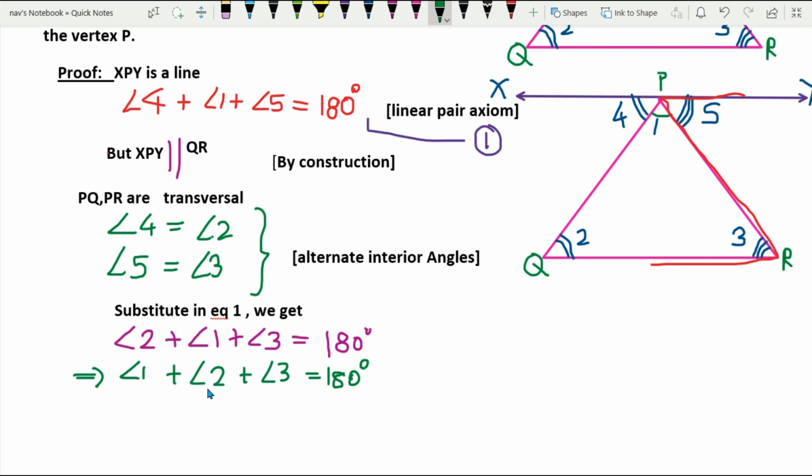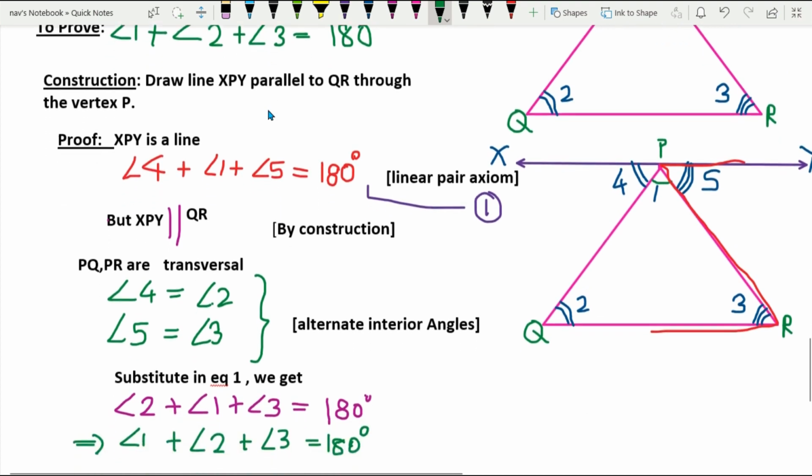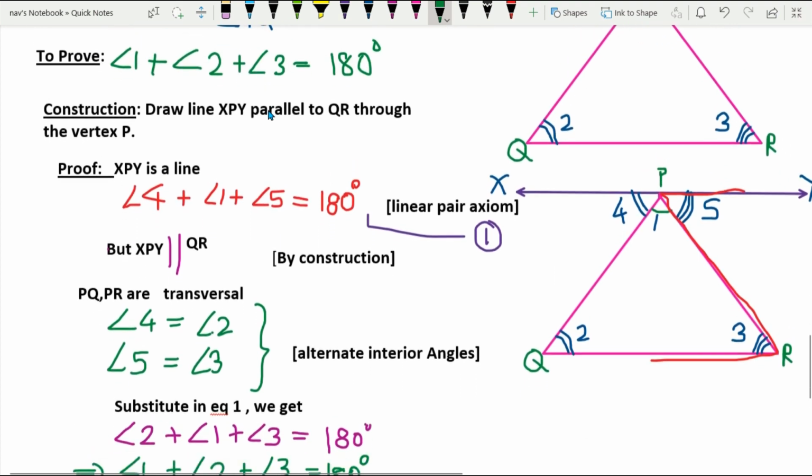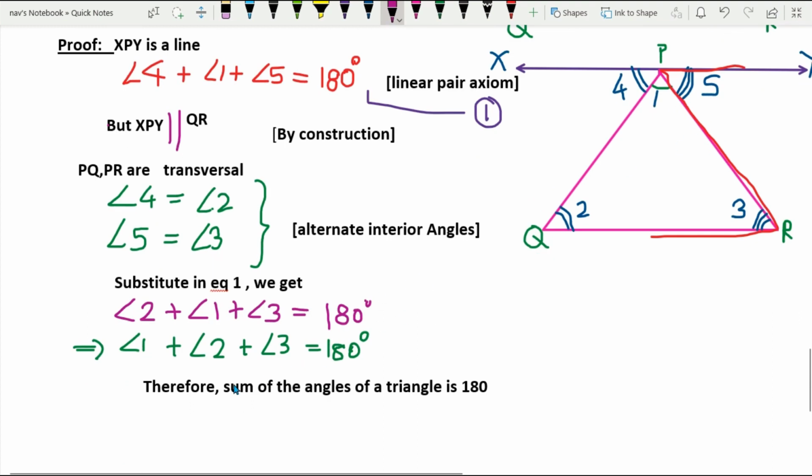It should be very attractive, right? The last result, so we are writing in the correct format. Angle 1, this is the same thing, we are just writing in the correct order. Angle 1 plus angle 2 plus angle 3 is equal to 180 degrees. We just proved this. So we have proved the angle sum property theorem. Therefore, the sum of the angles of a triangle is 180 degrees.